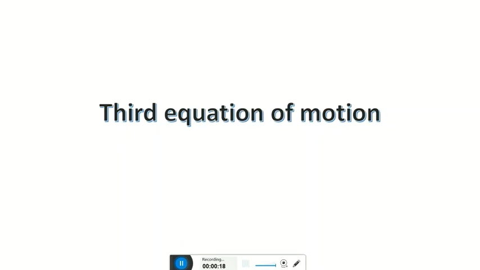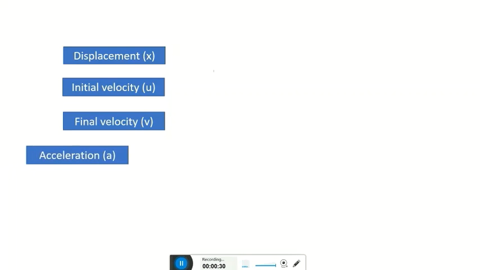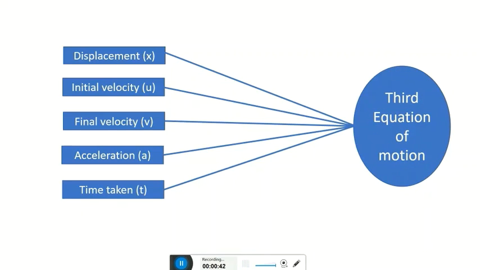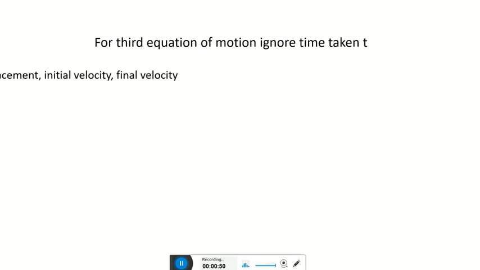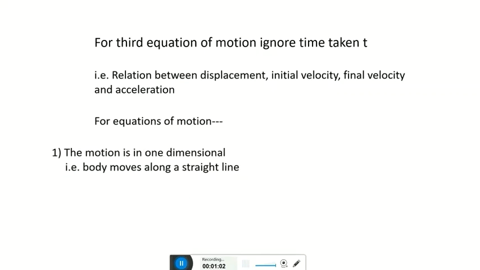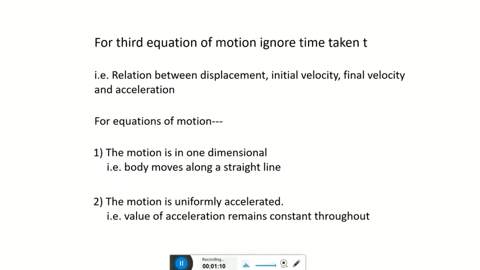Third equation of motion. We know that displacement x, initial velocity u, final velocity v, acceleration a and time taken t are interrelated. So let us derive the third equation of motion. For that we ignore time taken t and try to find the relation between x, u, v and acceleration. For the equations of motion, the motion is one dimensional. That means the body moves along a straight line and the motion is uniformly accelerated, meaning the value of acceleration remains constant throughout.